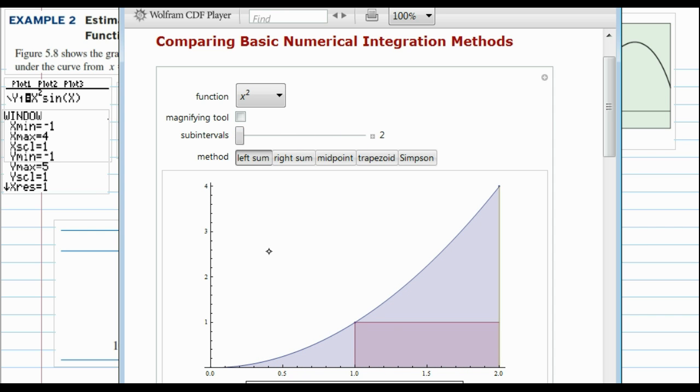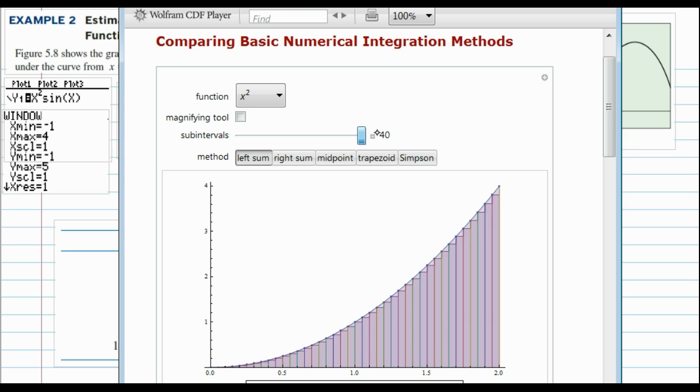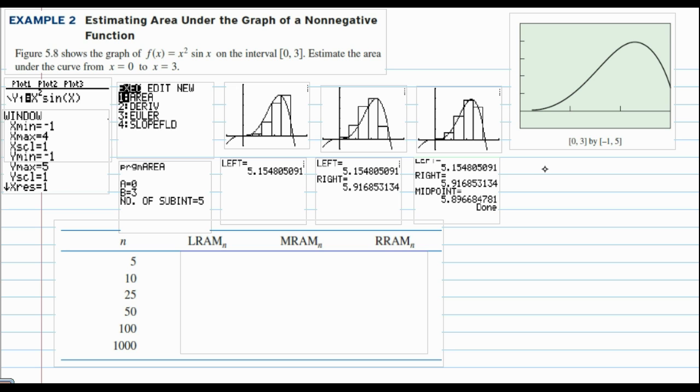If I only put 2 rectangles, look at that. That is not even close to what the area under the curve would actually be. But the more rectangles I put in, the closer and closer they make to a smooth curve and therefore a better approximation. So following that logic, I want to come up with a way to do lots and lots of rectangles, but that's not very efficient if you're doing it by pencil and paper. So we've got this calculator program called Area that helps.